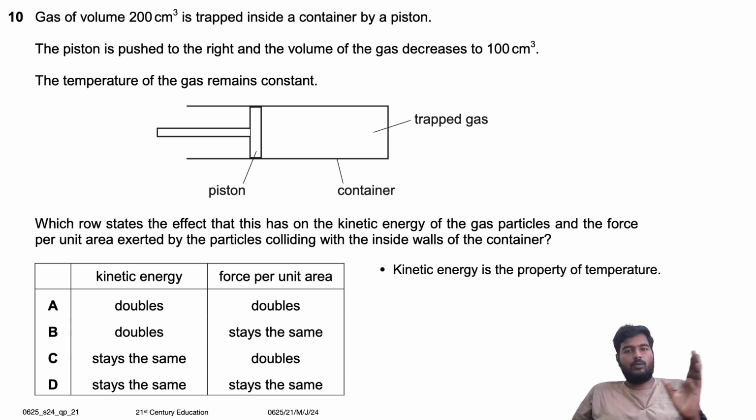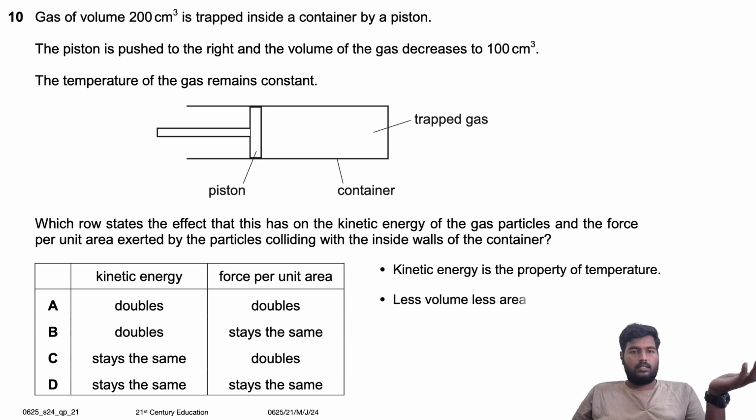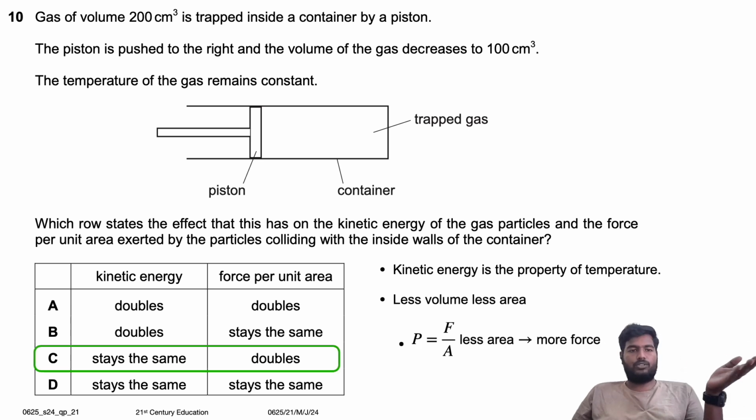So if we decrease the volume of the cylinder, then the surface area inside is going to decrease. So force per area, this is inversely proportional to volume. So force per unit area is going to increase by the amount they are decreasing. They are decreasing by half, so it will increase by double. So less volume, less area. Less area means more force, double force. So option C.